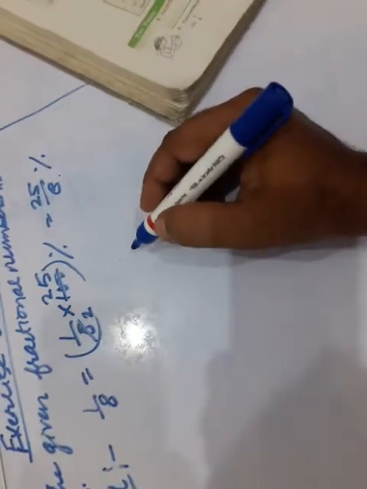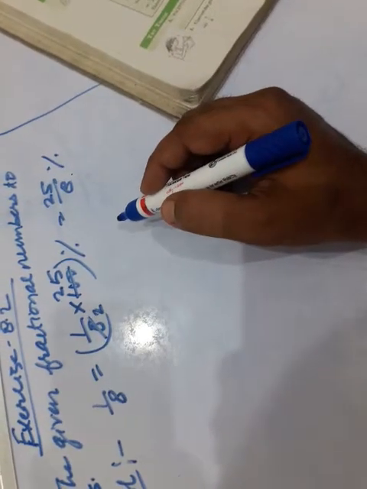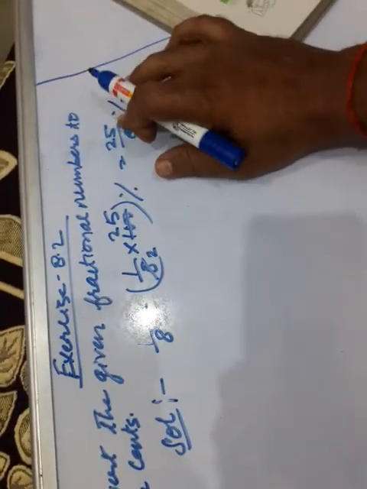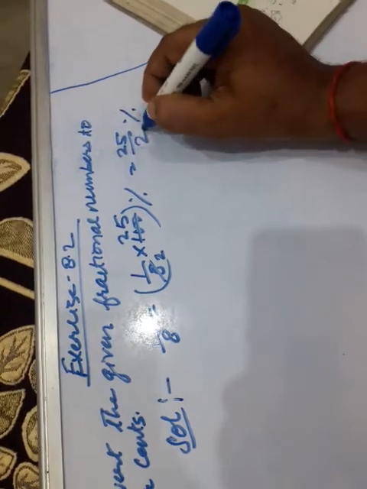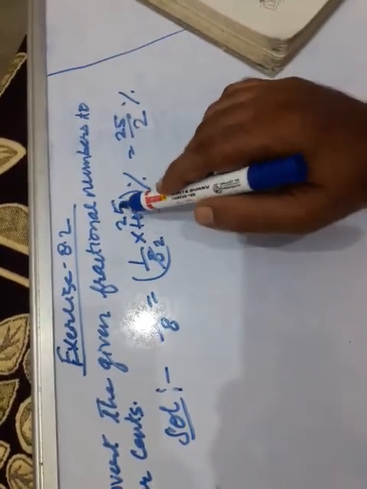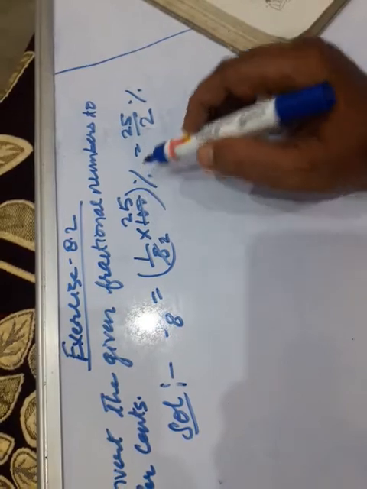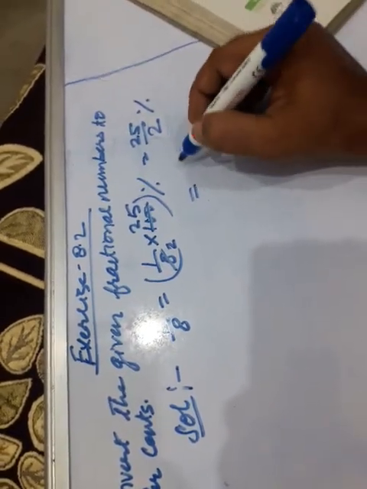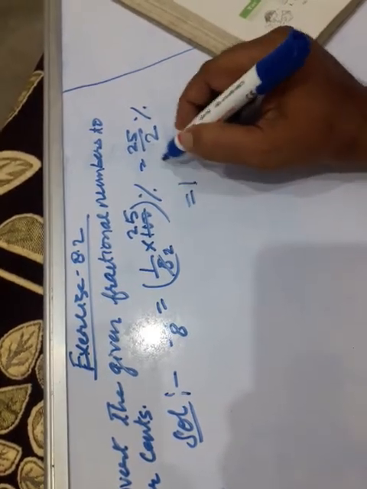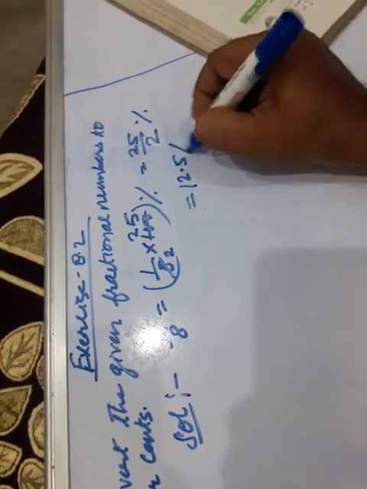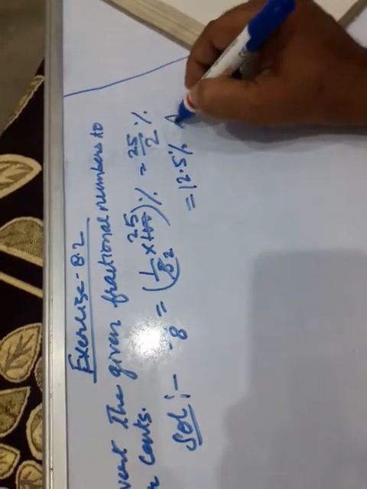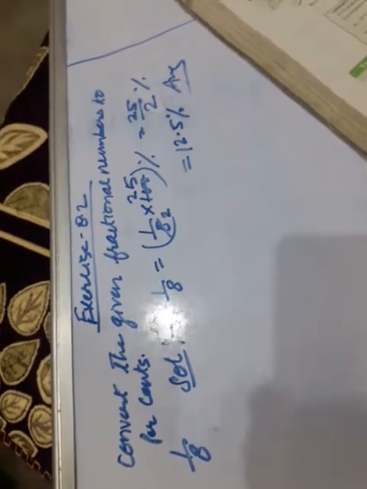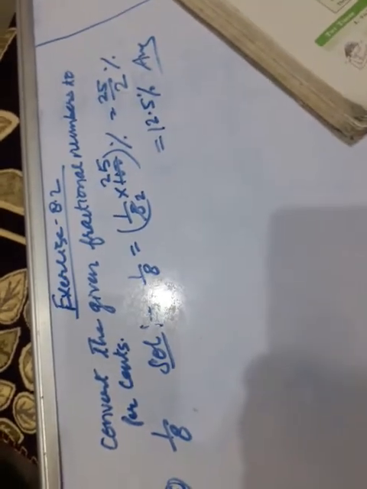Now 25 upon 8, sorry, it is not 25 upon 8, it is 25 upon 2. 4 2s are 8, 4 5s are 20, sorry, so this is 25 upon 2. Equal to what? 2 12s are 24, 2 2s are 4, 2 5s are 10, that is 12.5%. Okay, children, right?